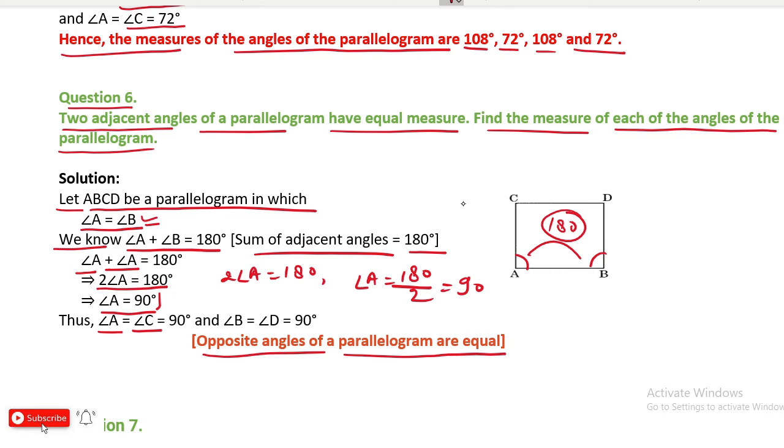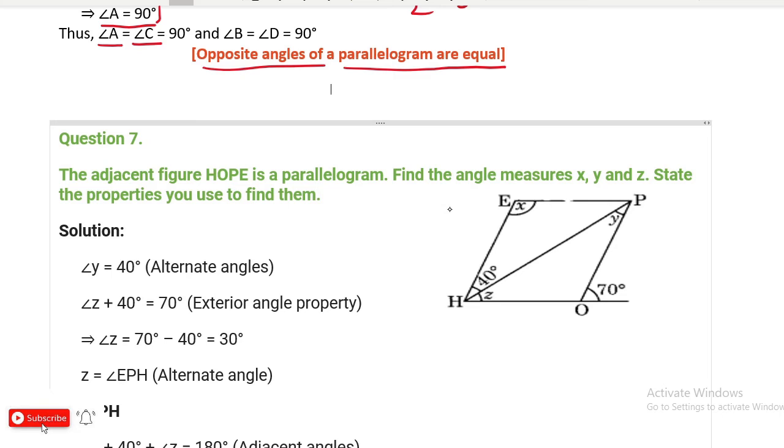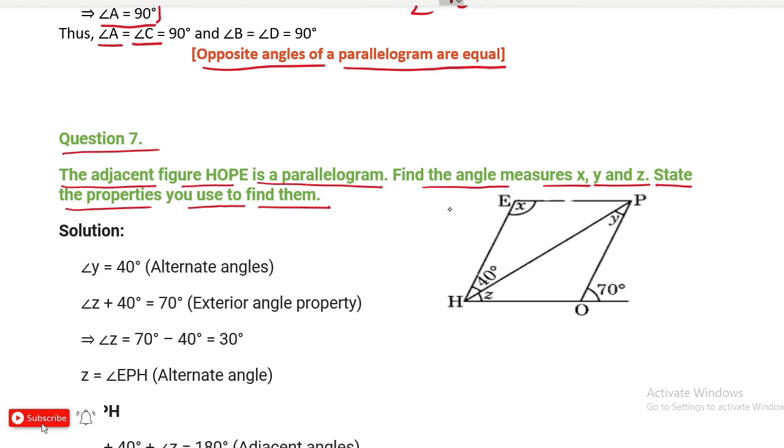Now the next question, question number 7. Question number 7 says the adjacent figure HOPE is a parallelogram. Find the angle measures X, Y, Z. State the property you use to find them. Here is a figure HOPE, and this figure is your parallelogram. We have to find out the value of X, Y and Z.